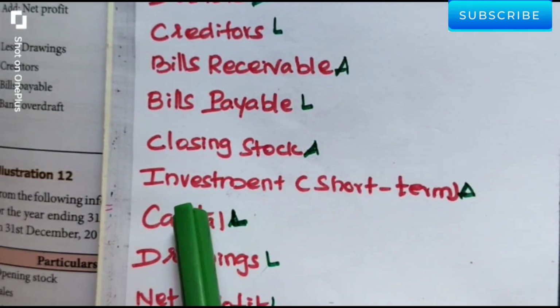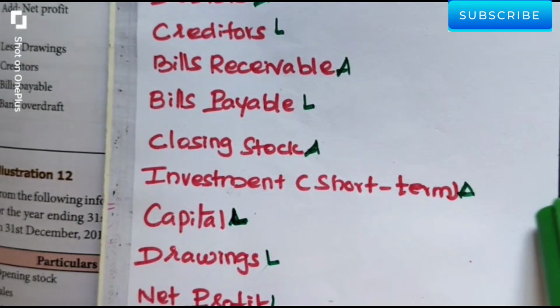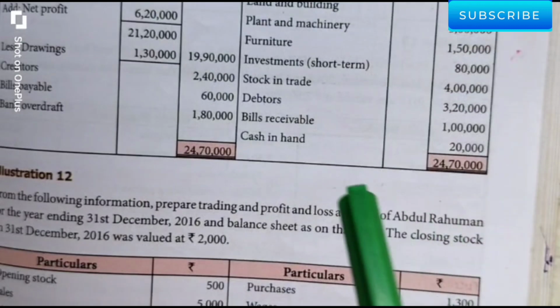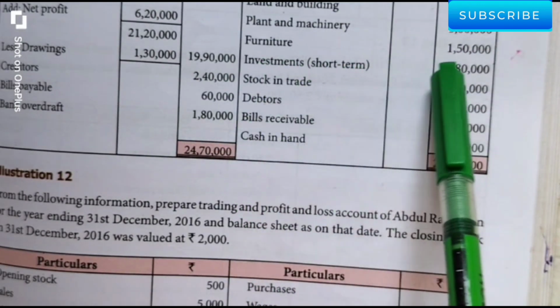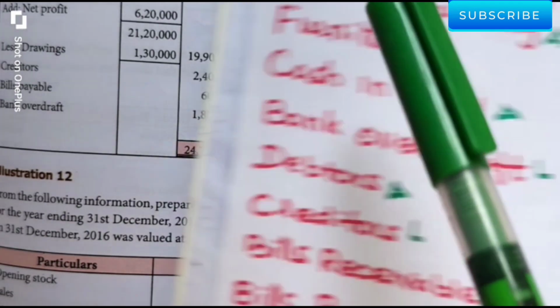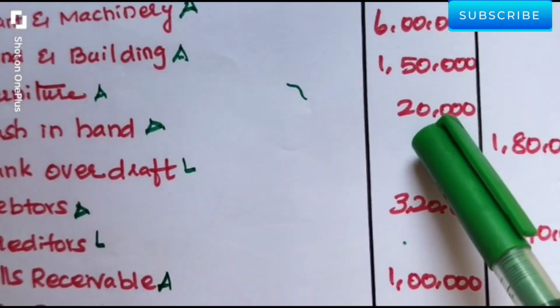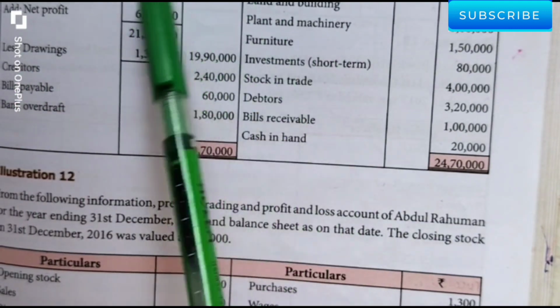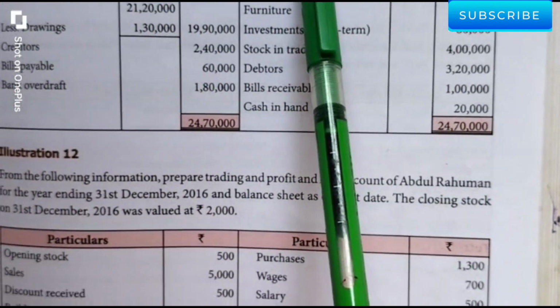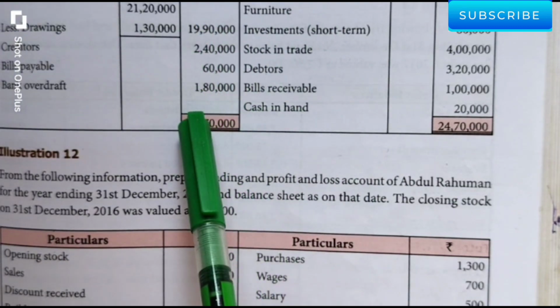Then investment, short term investment 80,000 rupees. So we have entered short term investment 80,000 rupees. So all the given information we have, we entered into the liability and asset sides of the balance sheet. Okay, now we have to find the total.